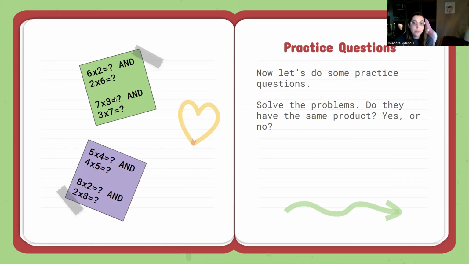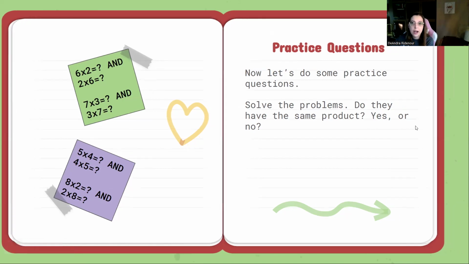How about 7 times 3 and 3 times 7? What do they both equal? Yup, 21. Good job. How about 5 times 4 and 4 times 5? What do they equal? Yes, 20. Good job. And last but not least, 8 times 2 and 2 times 8. What do they equal? 16. Good job, boys and girls.